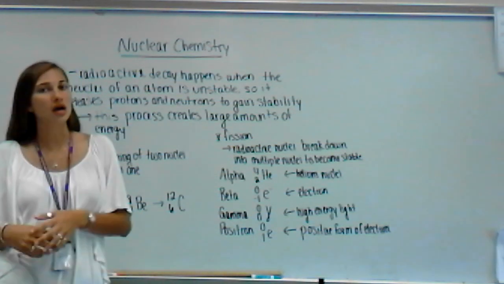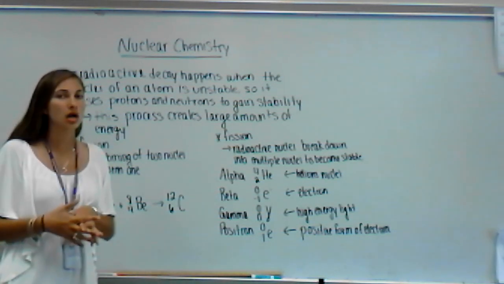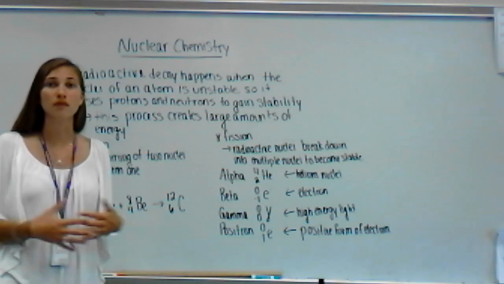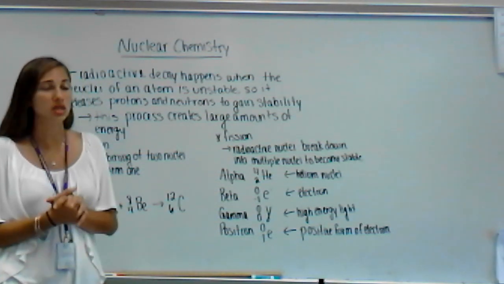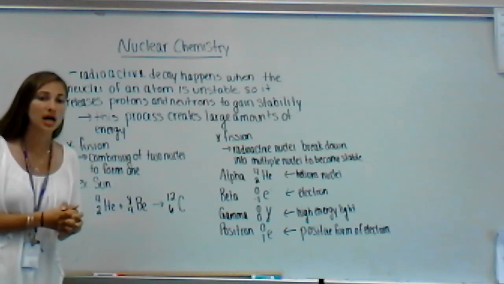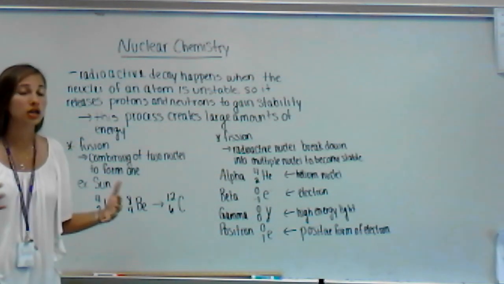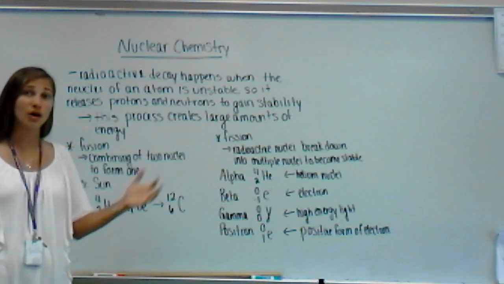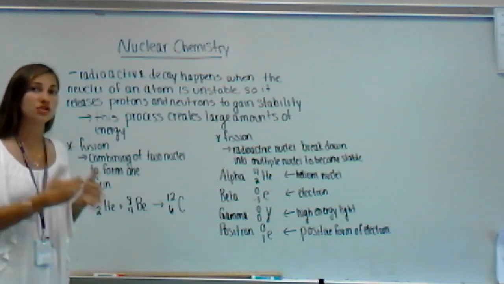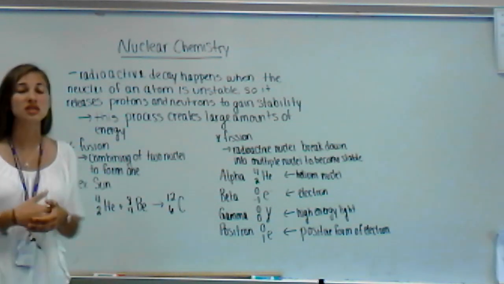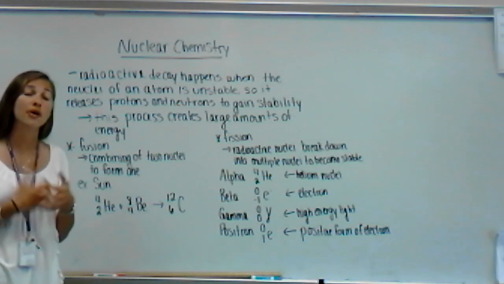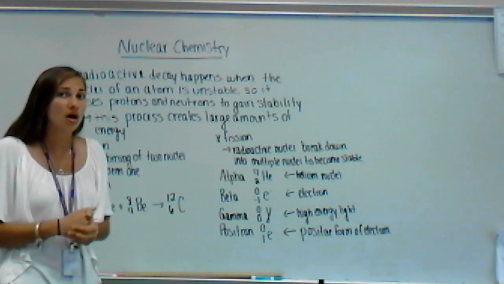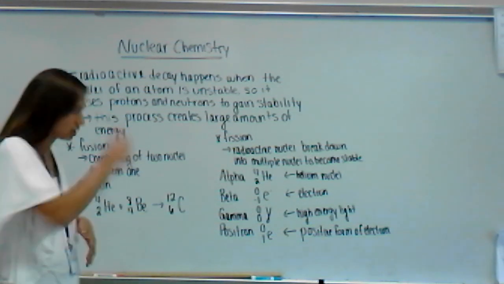There are two different types of decay that we are going to talk about: fusion and fission. Both of these create very extensive amounts of energy. Fusion is what happens in our sun. We know that our sun and all the other stars are very hot. Basically they're balls of fire, and they get all that energy from fusion. Fission is what we use in order to create nuclear power. So that will also create a lot of energy.